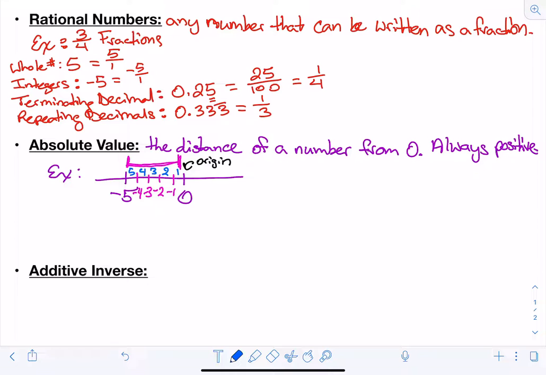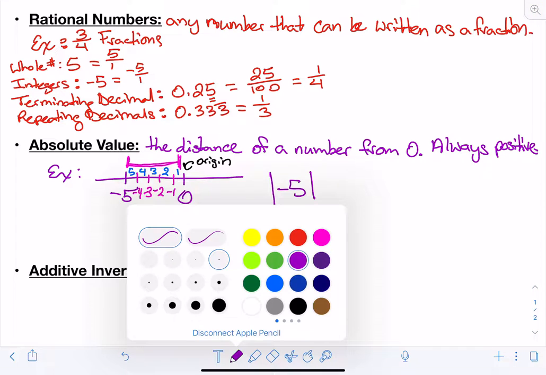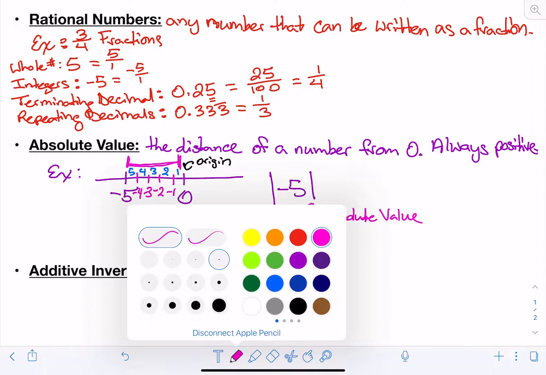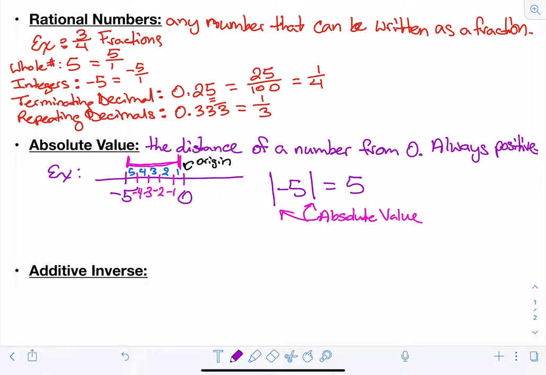Okay, and we write absolute value by using these bars. Okay, so it would look like this. Those bars mean absolute value. The 2 lines mean absolute value. Okay, and in this case, the absolute value would equal +5, because there's 5 spaces between the origin, your 0, and -5. So the absolute value of -5 equals 5.